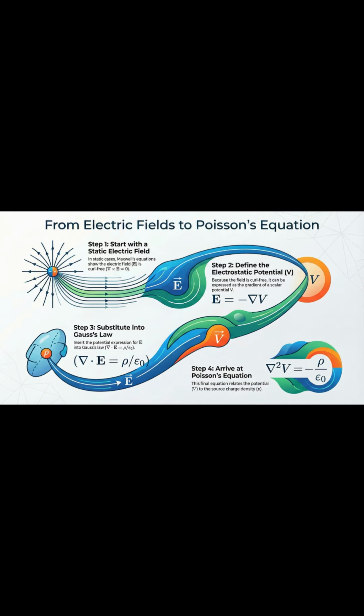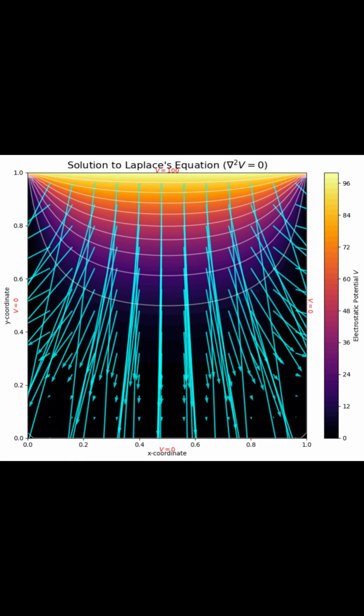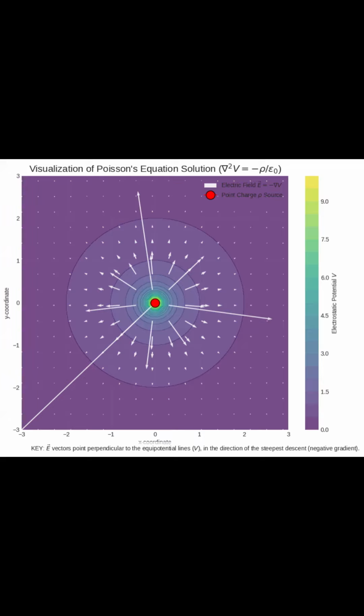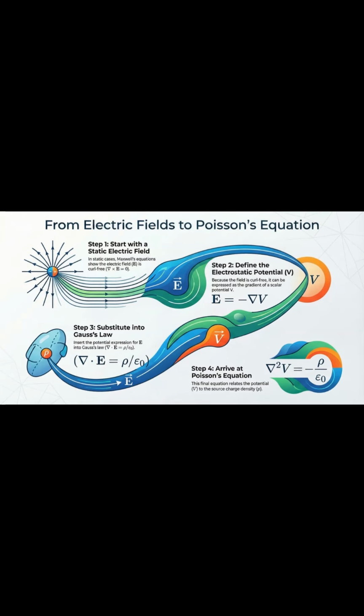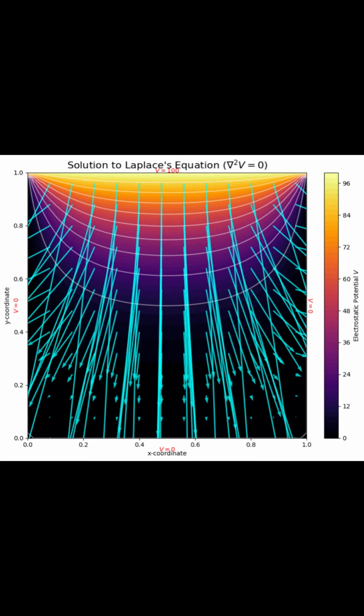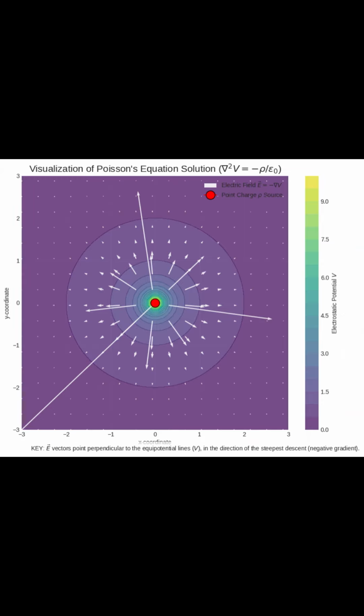Second, there's Laplace's equation. Now, this is what you use when you're in a completely charge-free region. Since there's no internal source, the potential is determined entirely by the external boundaries, so the fixed voltages you set on the edges of the space. The field inside has to be smooth and stable, so it just ends up averaging the potential values from those external limits. You can kind of picture it like stretching a rubber sheet between four fixed points.